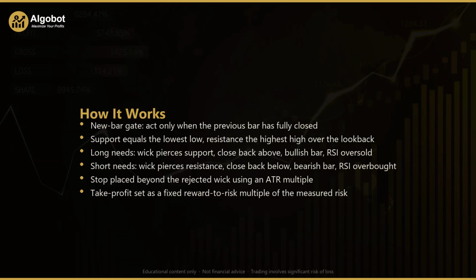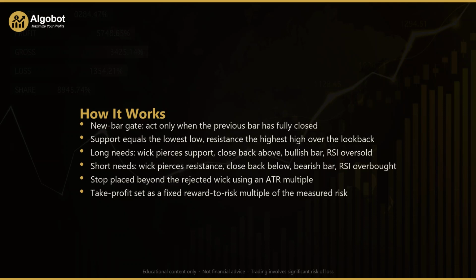Once those gates pass, the strategy builds its levels. It scans the lookback window of bars sitting just before the signal bar, taking the lowest low as support and the highest high as resistance. It then reads two indicators on the just closed signal bar: the relative strength index for momentum and the average true range, which measures recent volatility and is used both for a small tolerance buffer and for stop placement.